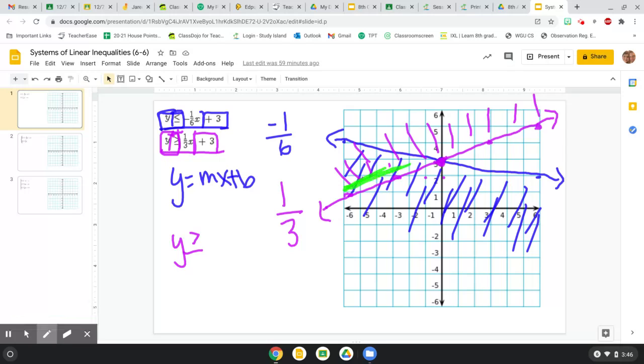So I'm okay with you using different colors if you have different colors, or just making it really clear what's supposed to be shaded. Okay, so this is supposed to be shaded. I think it's pretty clear right now.